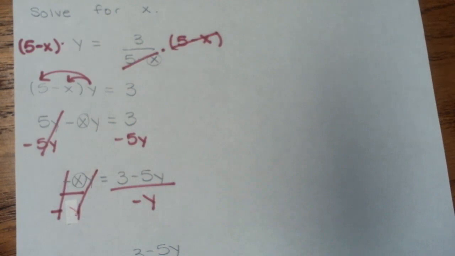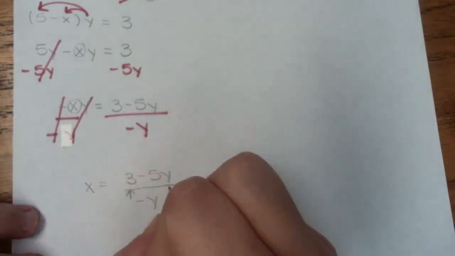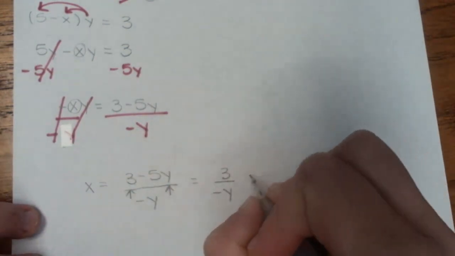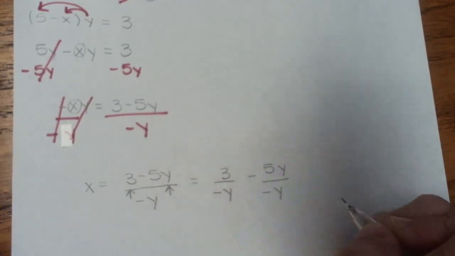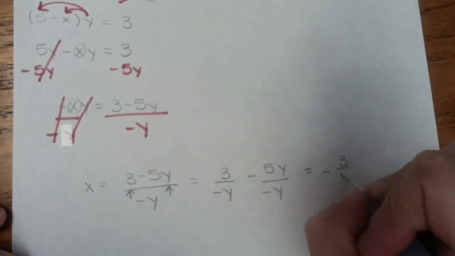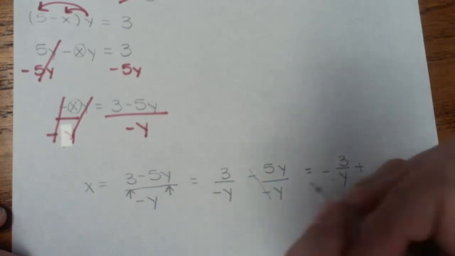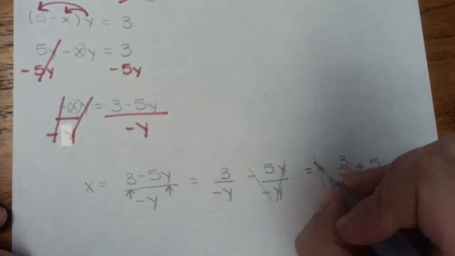Now, some people want to leave it just like this, and that's totally fine. If you want to simplify it further, you can as well and say, okay, they're both being divided by negative y. So we have 3 divided by negative y minus 5y divided by negative y. That way I can simplify this and say, bringing that negative out front, negative 3 over y. Two negatives cancel out to become positive. My y's also cancel out, so we're just left with plus 5. So that's fine too.